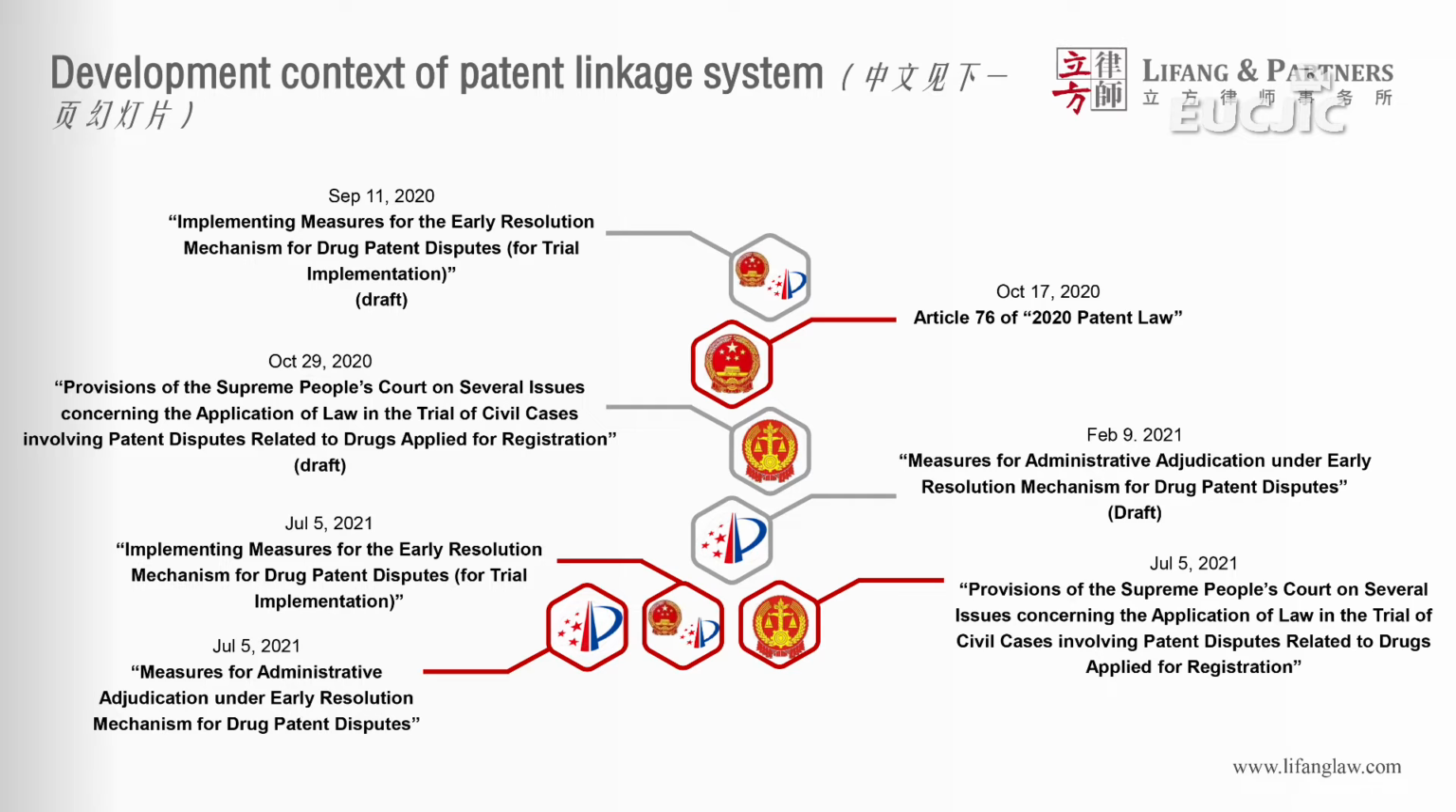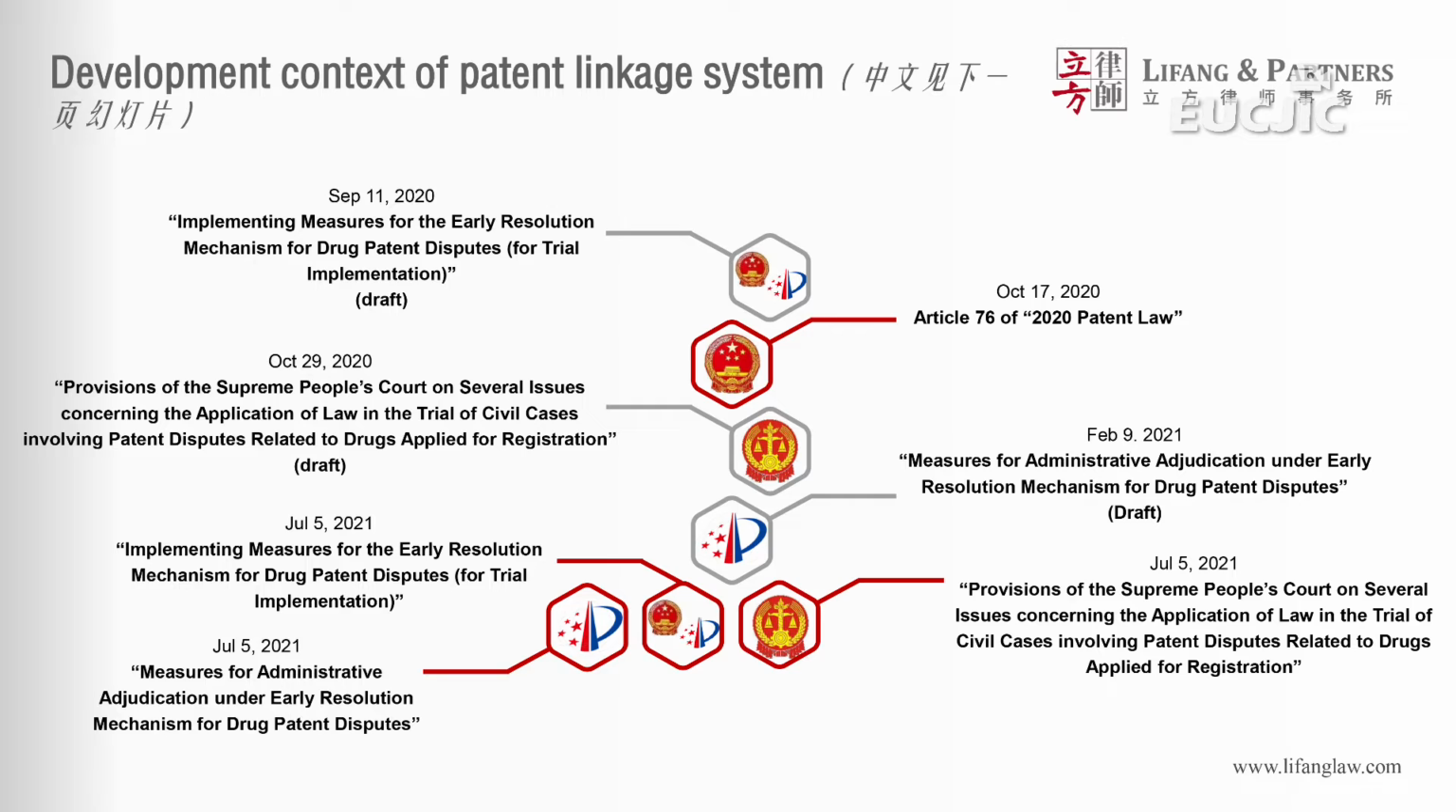This was on September 11, 2020. And after one month, the law was finally released, which specifies such a mechanism. And after this law created such a system, both the Chinese Patent Office and the Chinese court system released their own draft regulations on how to handle this.